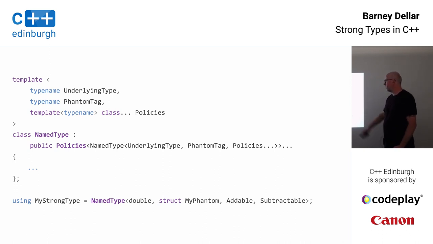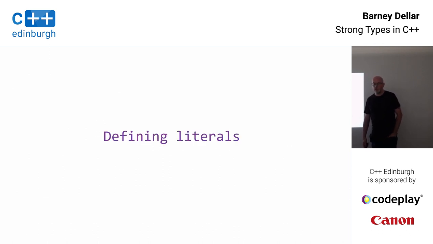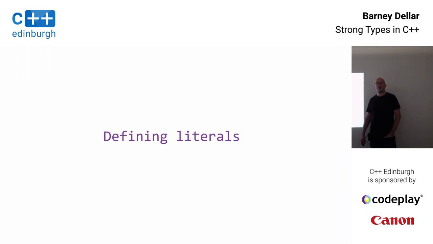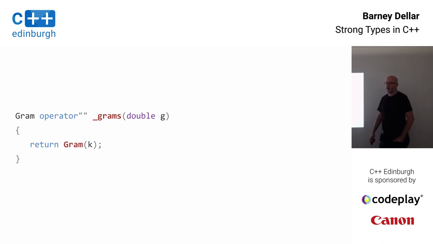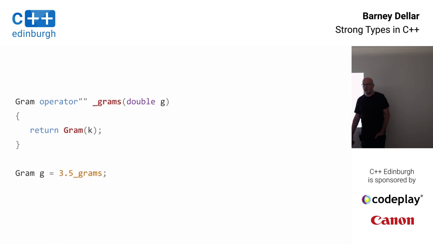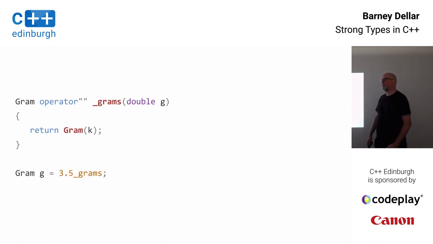So here I created a strong type at the bottom, which is addable and subtractable. And that will work. Okay. I'll show you another nice feature that you can use with user-defined types. It's really quite easy to add in user-defined literals for these new types. They're easy to define and allow us to write some quite nice expressive code. So this one here works for doubles, but you can easily write ones for int, float, etc. So with that, we can simply create a value in grams like that, which is quite nice.